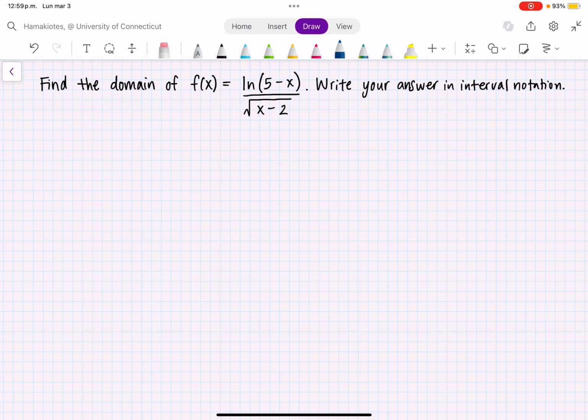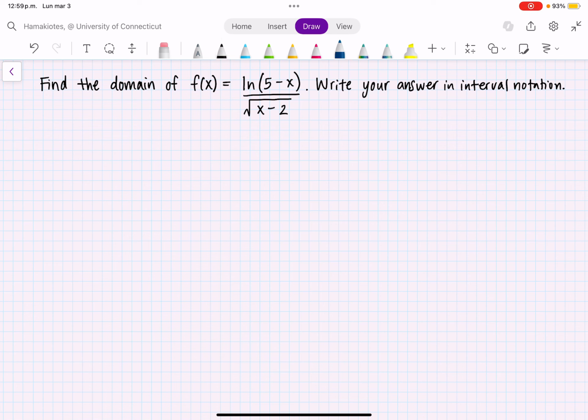Okay, the next constraint we have is that we know that the square root of x minus 2 cannot be 0 because it's in the denominator. But since x minus 2 is under the square root, we know that x minus 2 has to be greater than or equal to 0. But since it's in the denominator, we know that it cannot be 0. So we know that x minus 2 is greater than 0, so we can add 2 to both sides and get x is greater than 2.